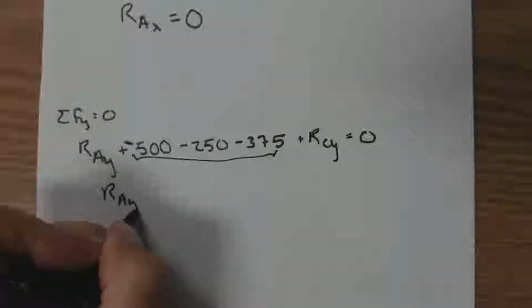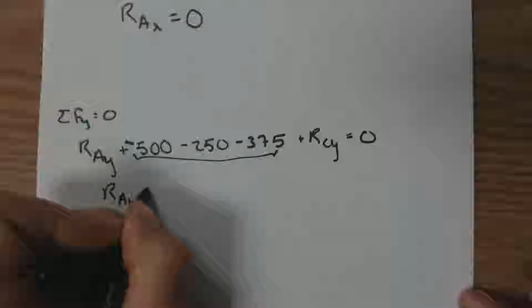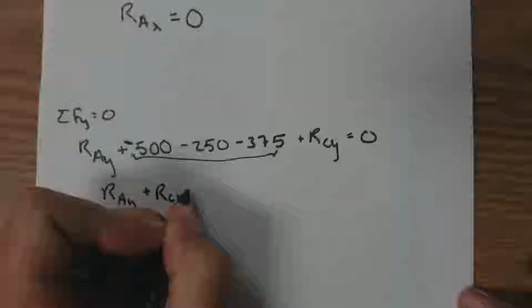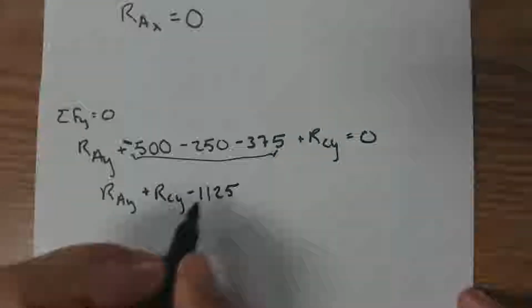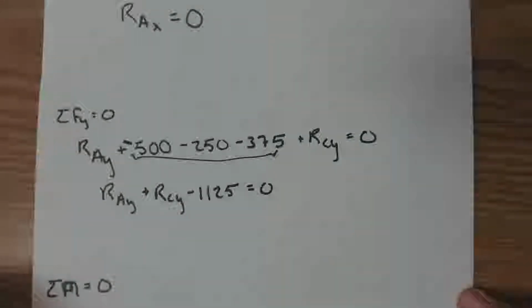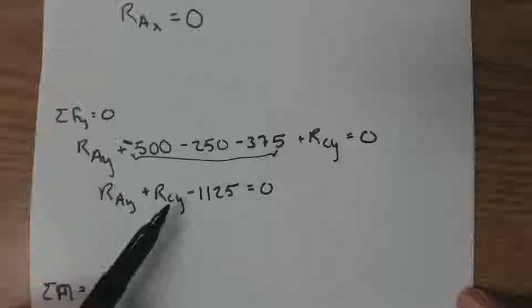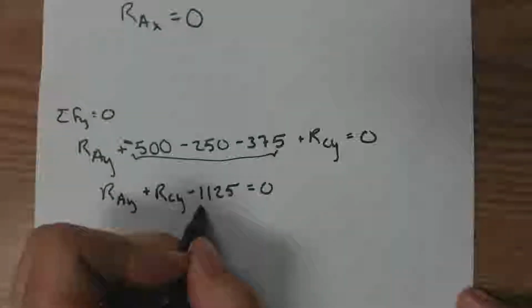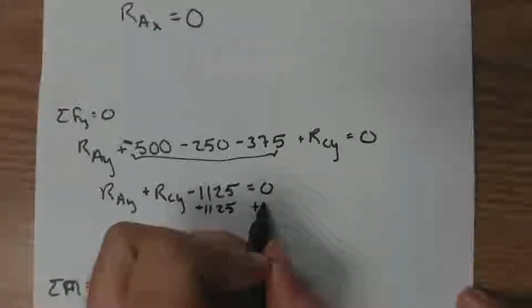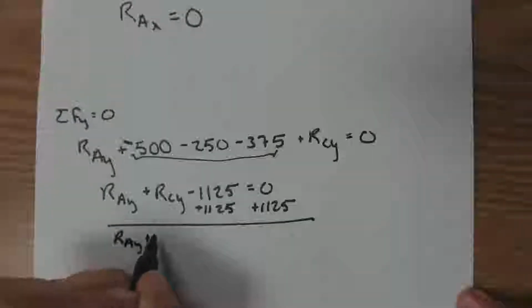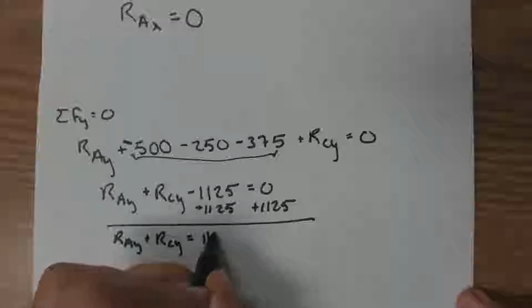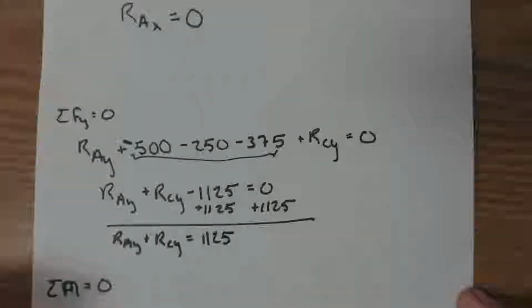So my reaction at A in the Y, and my reaction at C in the Y, and then minus 1,125 must equal 0. But I can't continue. I have two variables. Well, I suppose I could add over this 1125, but then that's it. RAY plus RCY equals 1125. But that's it. I can't go any further.